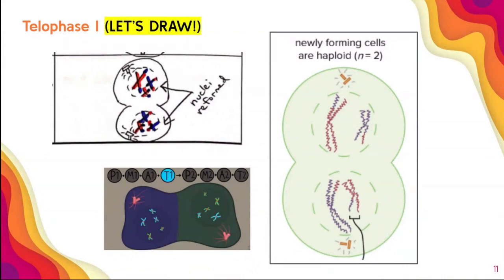Now let's draw this. So as you can see, I have my splitting of my cells. You can see where I have the dotted lines that I drew for my nuclei reforming. My spindle fibers are going back in, and I have my chromosomes, sister chromatids in each individual nuclei that's forming.